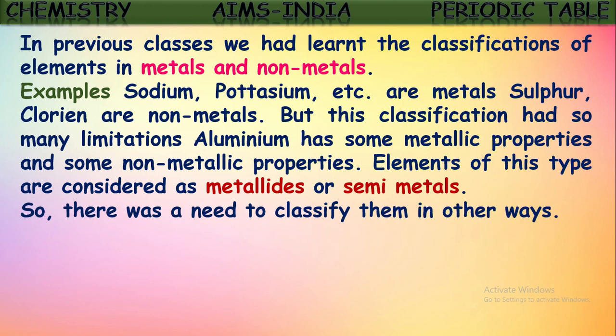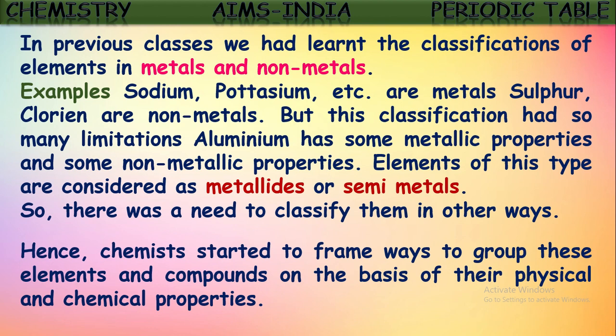So there was a need to classify them in another way. This metals and non-metals is not the proper way for classifying the elements. They should find another way. Hence, chemists started to frame ways to group these elements and compounds on the basis of their physical and chemical properties. Then they started to find new ways for the segregation of elements based upon their physical and chemical properties.